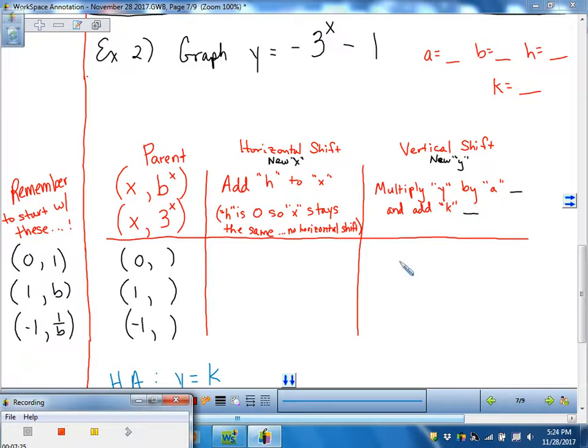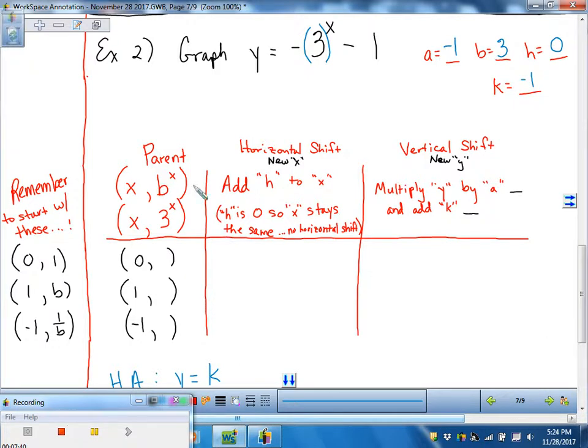Okay, example 2. This time we want to graph y equals negative 3 to the x, take away 1. So the first thing we're going to do is fill in our a, b, h, and k. Our a is going to be negative 1, because all that's being raised to the x power is 3. So negative 1 is our a. 3 is our b. Notice there is no h number up here with the x, so h is 0. And our k is negative 1.